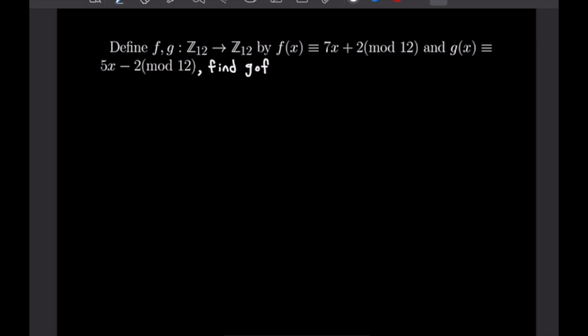Now, today's examples are going to be on composition, image, and pre-image. So let's go ahead and get into this first example. This first example is just going to be a simple example of composition.